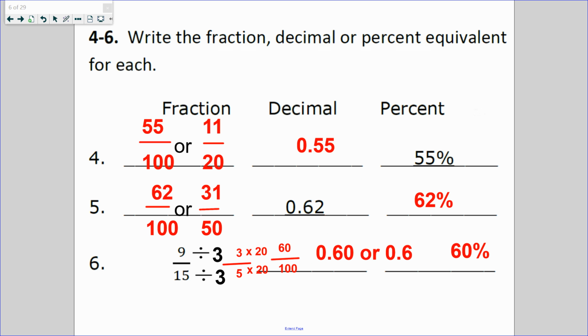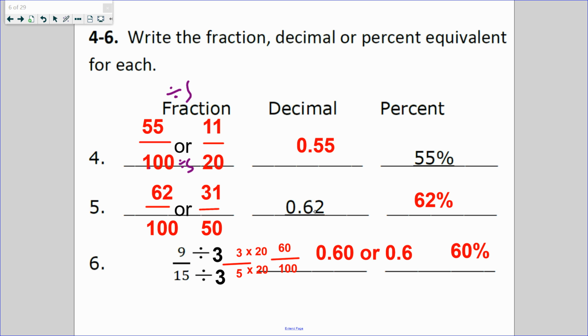Number 4, write the fraction, decimal, and percent equivalent for each. So I see 55%. What is the percent again? Out of 100. So 55 out of 100. And how do you write 55 hundredths as a decimal? 0.55. It didn't say you had to simplify, but if you did want to simplify it, you would divide by 5, divide by 5, and get 11/20.